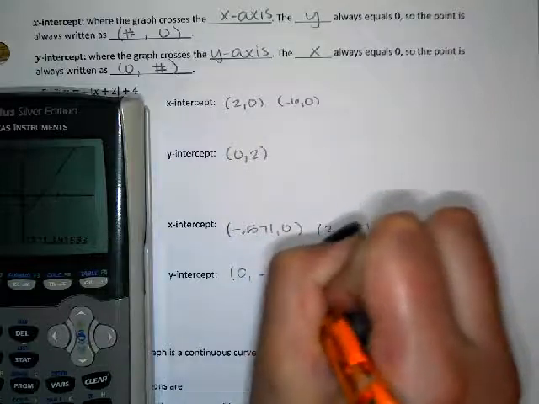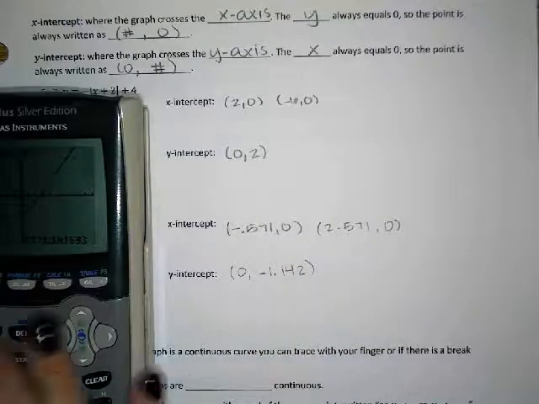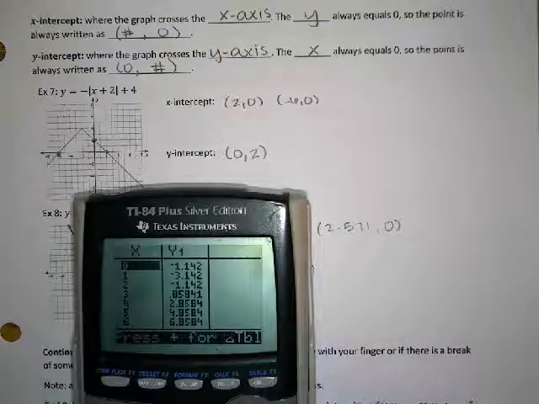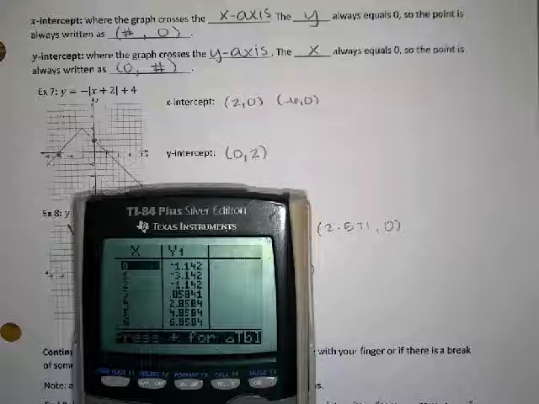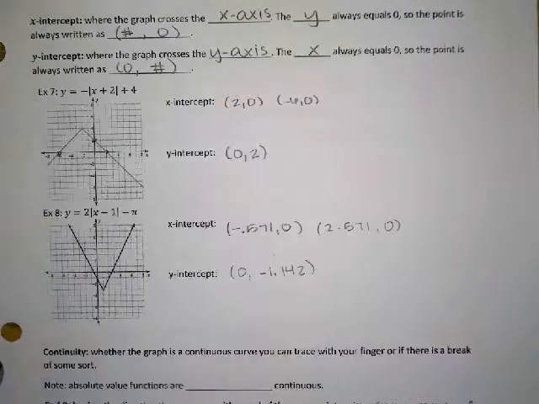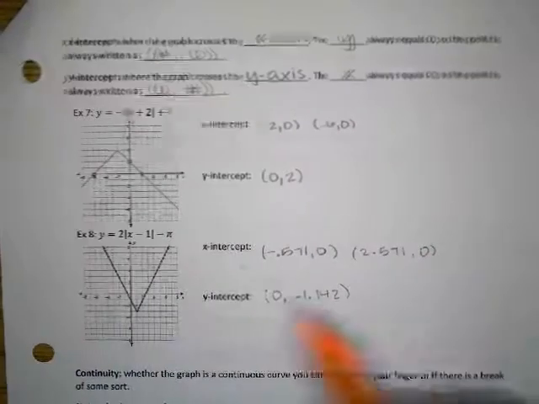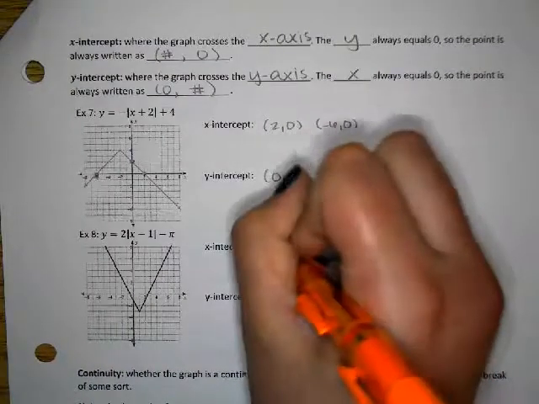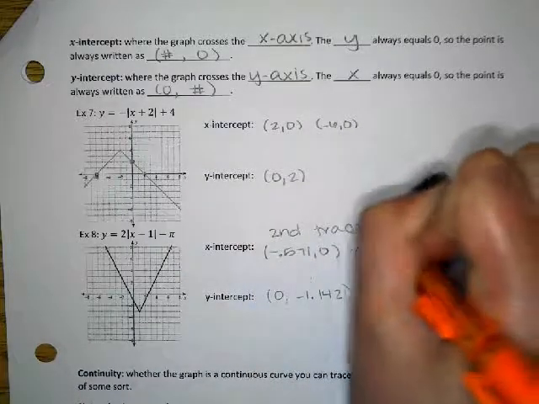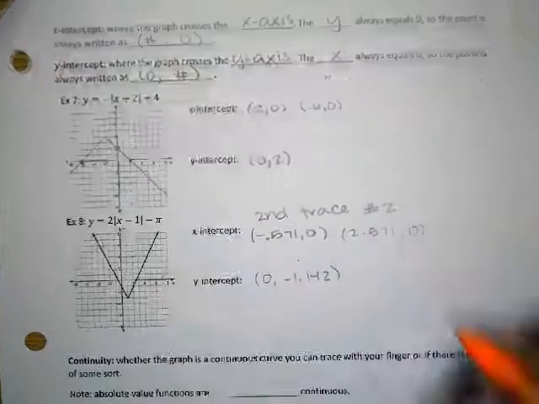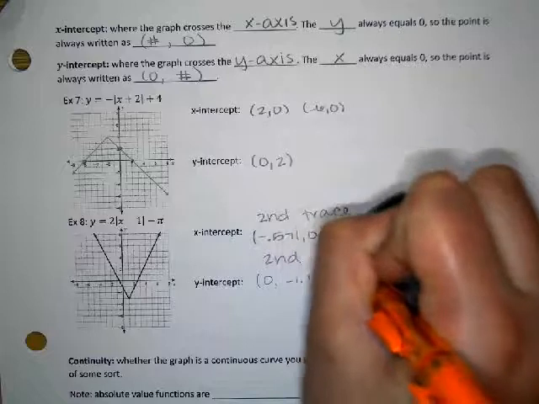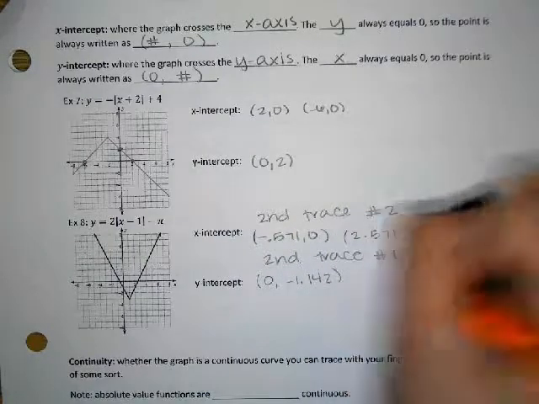Now, there are some students I know who hate doing it that way. They would much rather hit second graph and look at the table and find the x-intercept, or sorry, the y-intercept that way. And if that's you, that's totally fine. So I'm going to go ahead and write a note to myself here that for the x-intercepts, I'm going to do second trace, option number 2. And for the y-intercept, I'm going to do second trace, option number 1, and then plug in x equals 0.